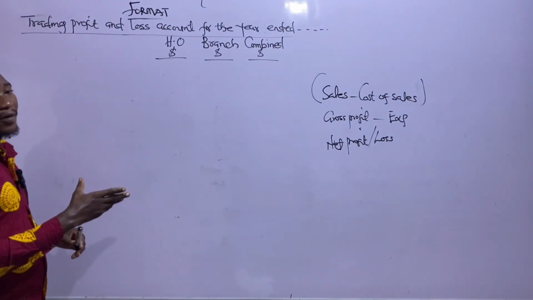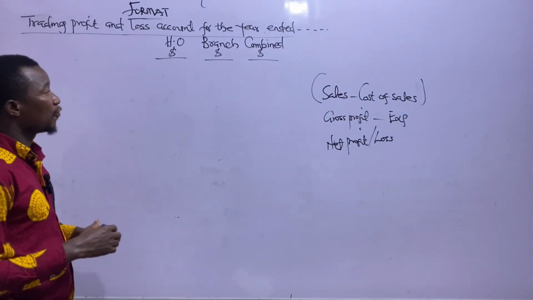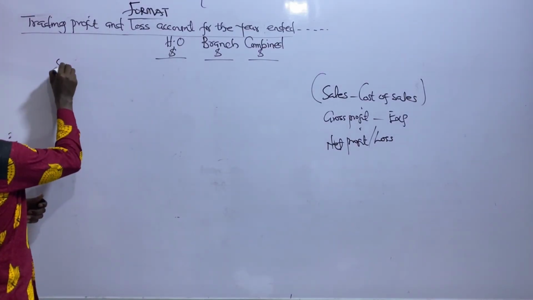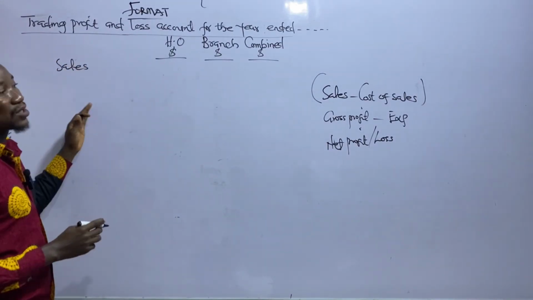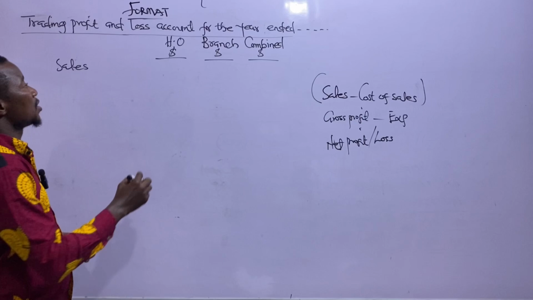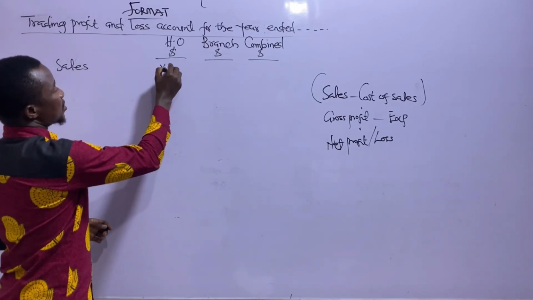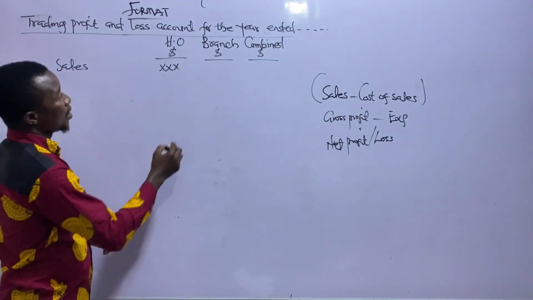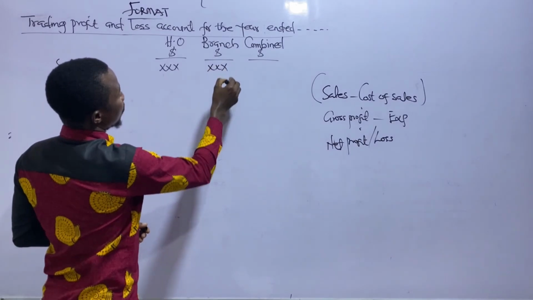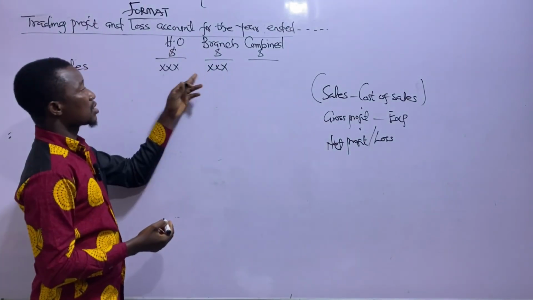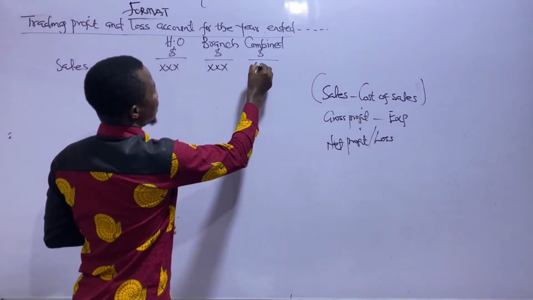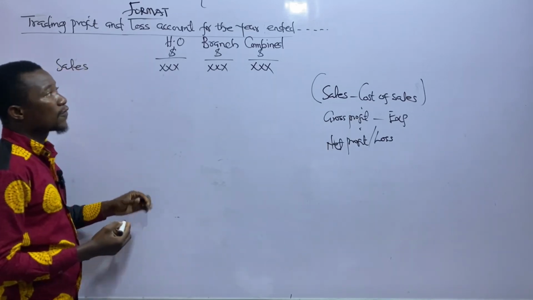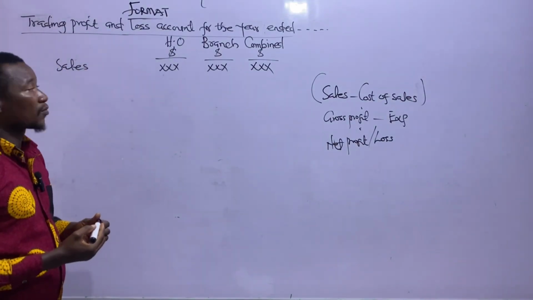To begin preparing the income statement, we begin with our sales, because we want to compare the sales revenue against the cost of sales. If the head office makes sales, we record that. If the branch also makes sales, we record that. The total of the two gives us the combined sales of the autonomous branch. I hope this is clear.